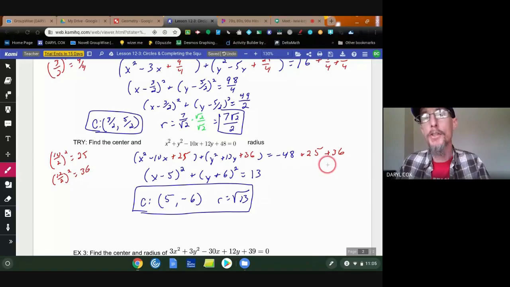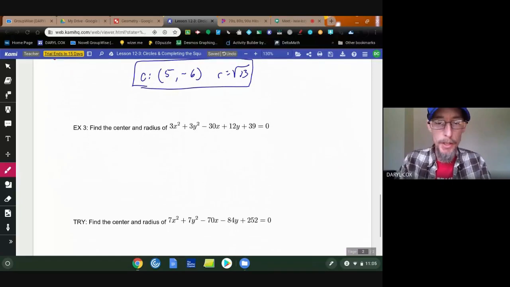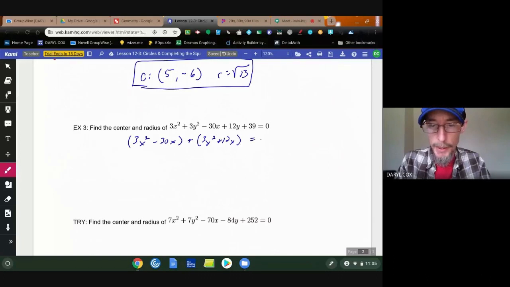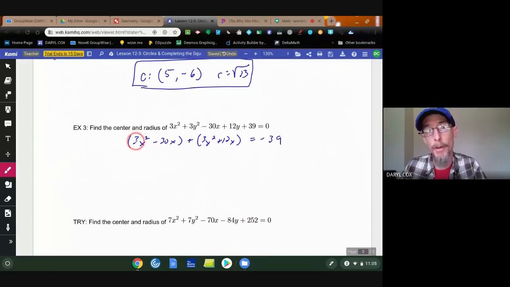Okay, doing well. So I said what happens when you have a leading coefficient. So when I look at this problem and I group it, 3x squared minus 30x, and I group 3y squared plus 12y, and then the negative 39 here. So this is where I run into a problem with that leading coefficient. We're going to divide that out. But look at what happens when you divide.